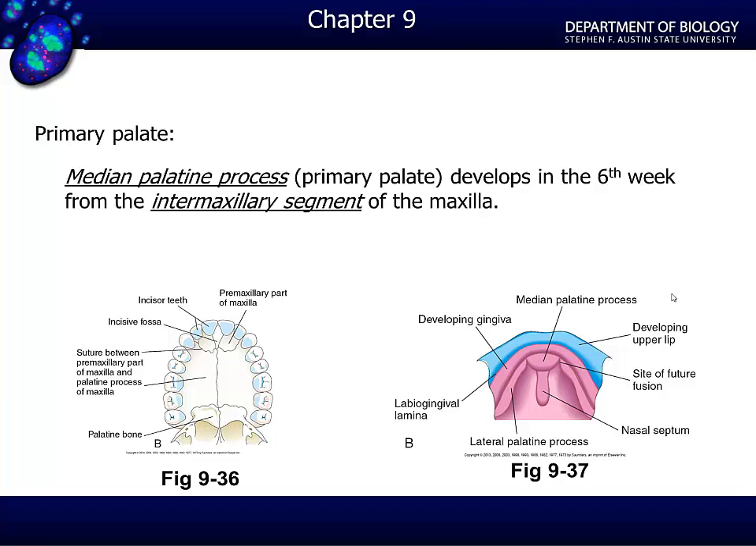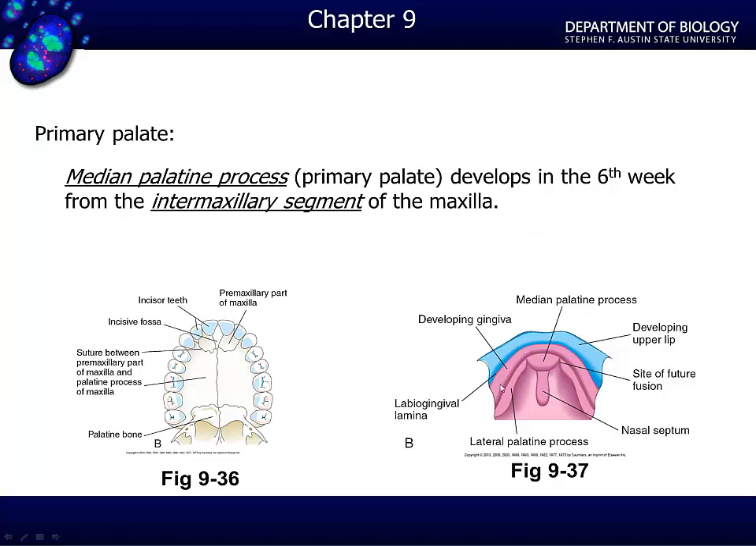So the primary palate, again, is going to be from our median palatine processes that fuse together into the intermaxillary segment. Here we're looking at the roof of the mouth. We're seeing the maxilla, much of the bone that we see. This is going to be the hard palate that we're talking about. And then here we have the premaxillary part of the upper jaw. And so this premaxillary bone is going to come from the intermaxillary segment, and that's going to be the first beginnings then of our primary palate.